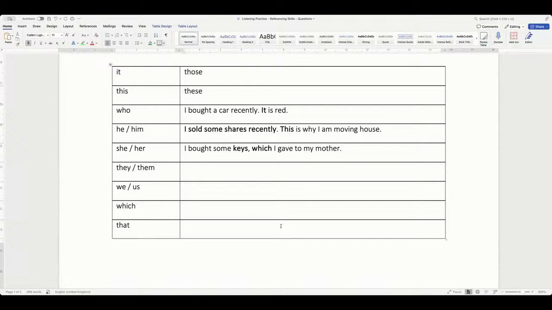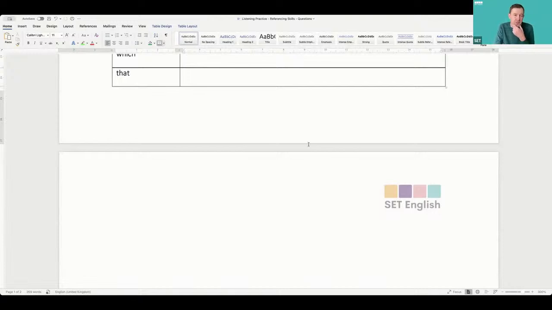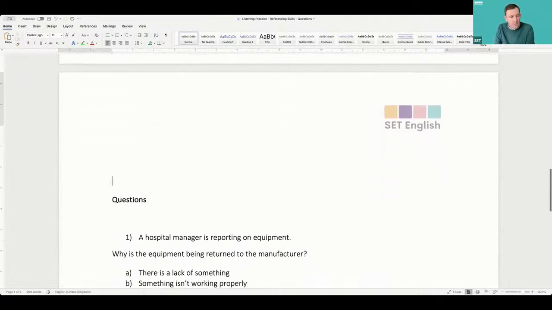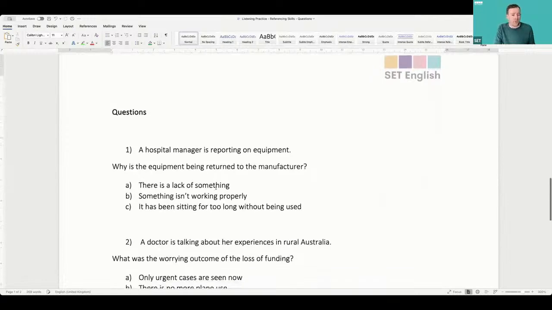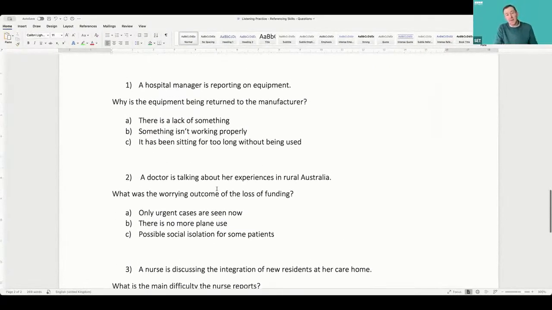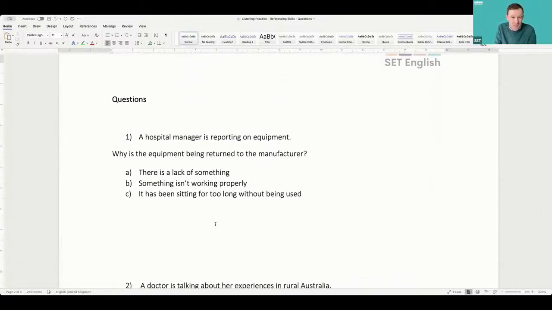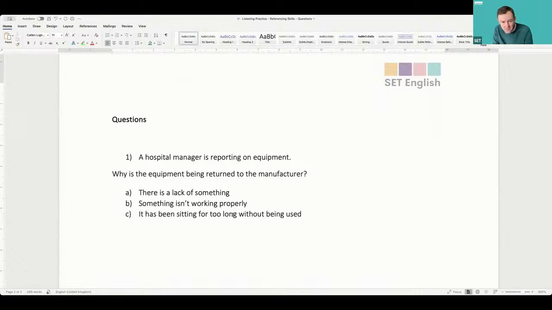Certainly. We use referencing all the time, and it's a common feature of OET. So I've got some questions for us to do. In all of the transcripts for these questions, you're going to see referencing being used. And I'll give you a tip now: referencing is part of why the answer is the answer.